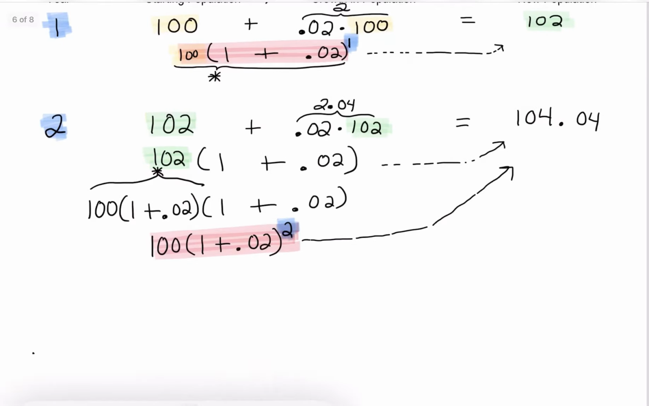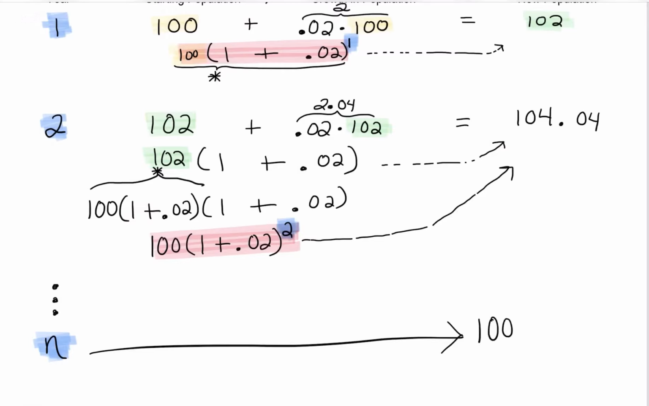So if we continue this pattern, which we're not going to, rest assured, here's what we're developing. For any n that I have, if I follow this pattern that I've developed of 100 times 1 plus, well, let me erase this from here. For any n, in order to get to this final result, I can use this pattern of 100 times 1 plus 0.02 raised to that nth power.